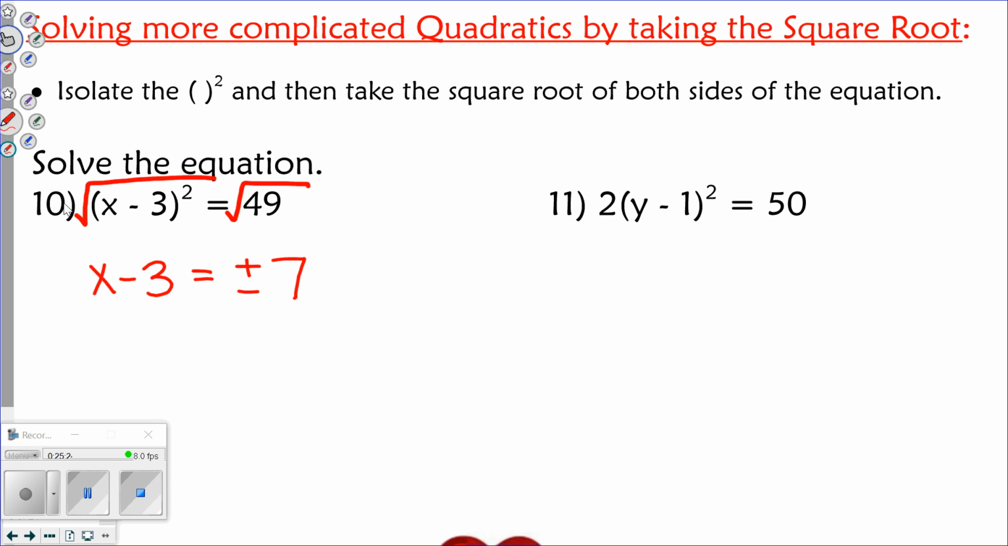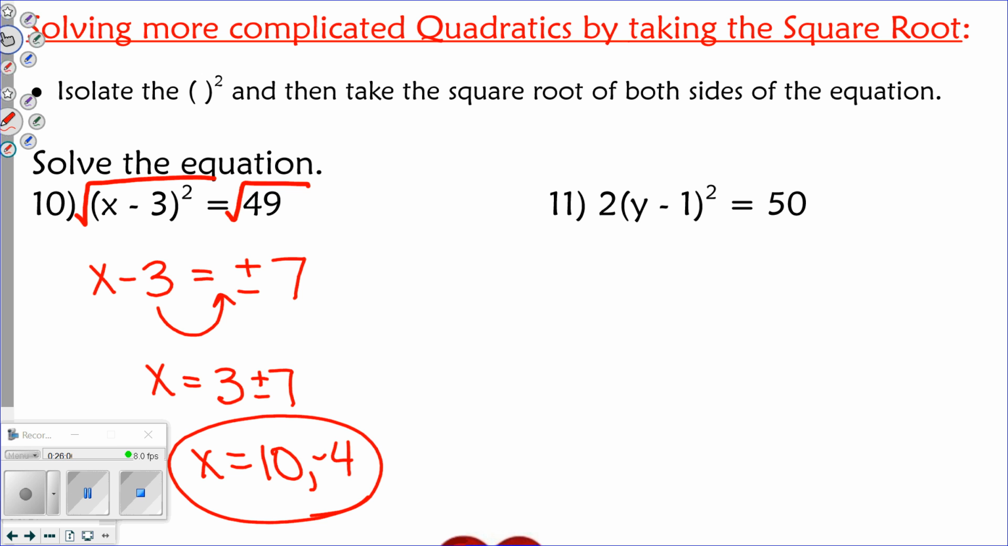What did we talk about? Where does the plus minus attach itself to? To what you took the square root of. So that plus minus is attached to the 7. Okay? So when I add this 3, I'm going to write this a little bit differently just so we don't confuse ourselves. So that negative 3 becomes a positive 3 over here, right? Plus or minus 7. What's 3 plus 7? What's 3 minus 7? Negative 4.